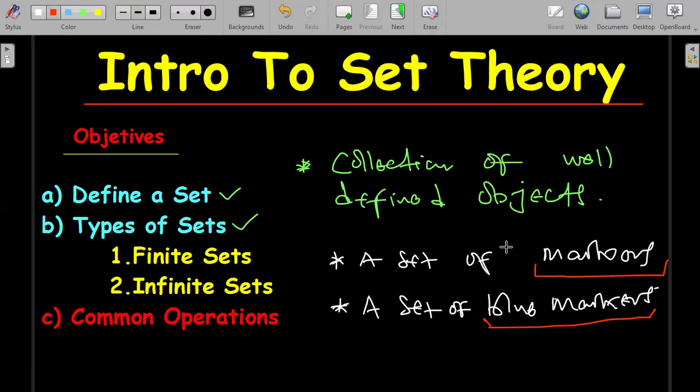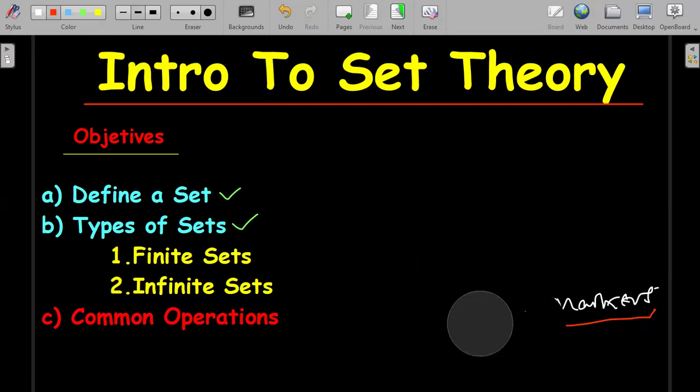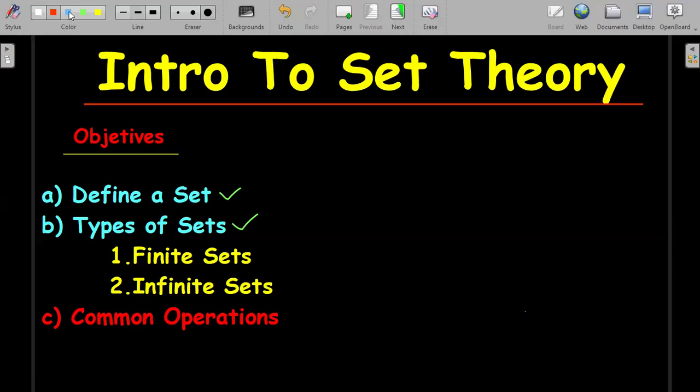Now these sets are classified in a number of ways, meaning that we have different types of sets. But for today, I want us to focus on the finite sets, which is what we are going to discuss today. And then there's also what we call the infinite sets. So what are finite sets? Anyone who can try: what comes to your mind when you hear finite sets?